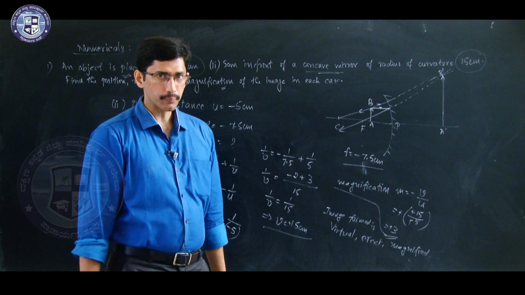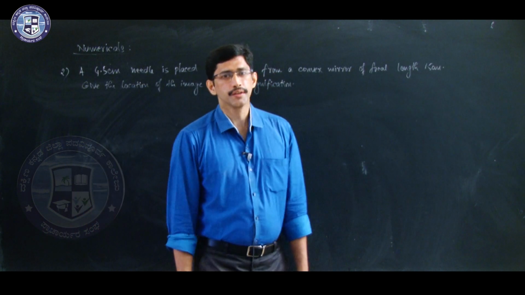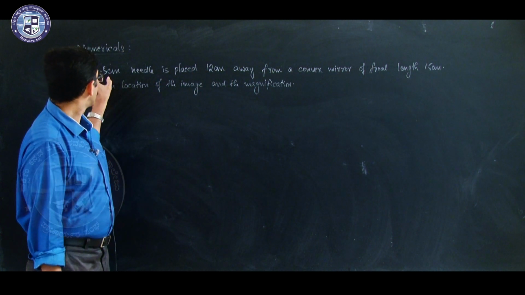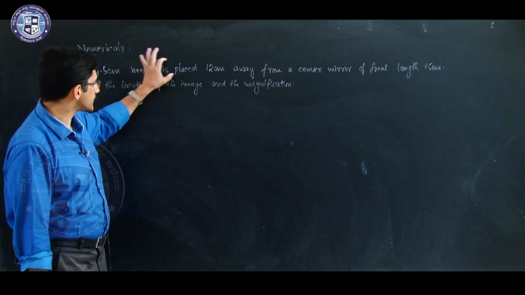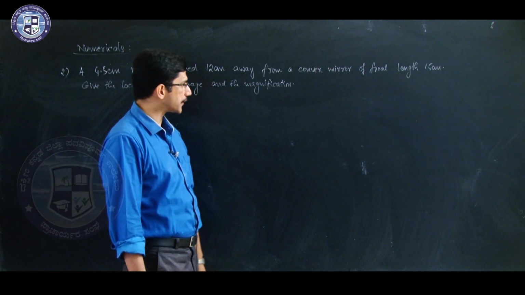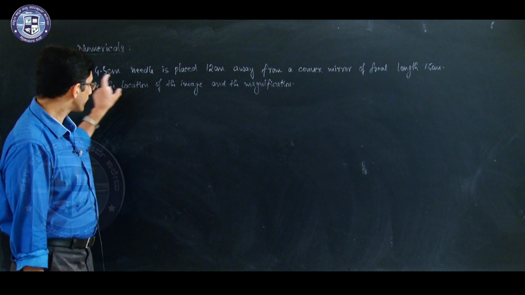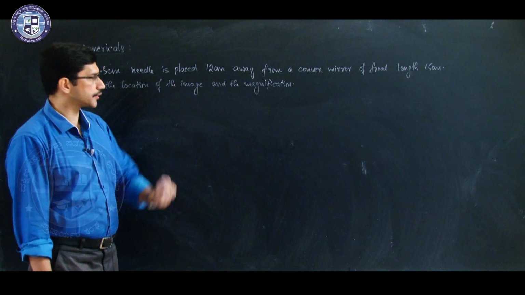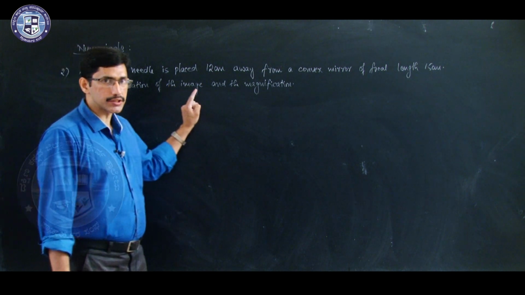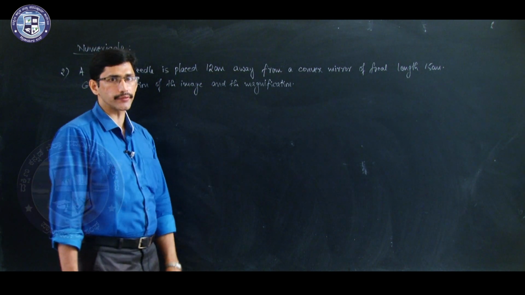We will solve one more. So, here is the second one. A 4.5 centimeter needle is placed 12 centimeter away from a convex mirror of focal length 15 centimeter. Give the location of the image and the magnification. That means you are asked to find out the image distance as well as the magnification.